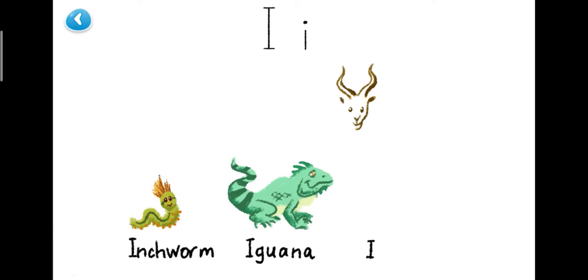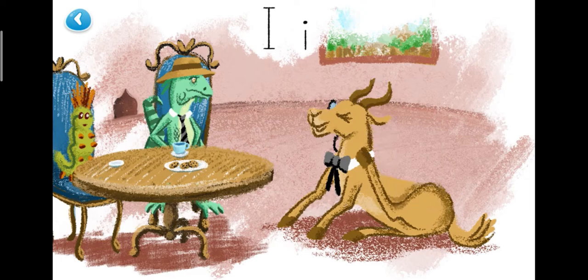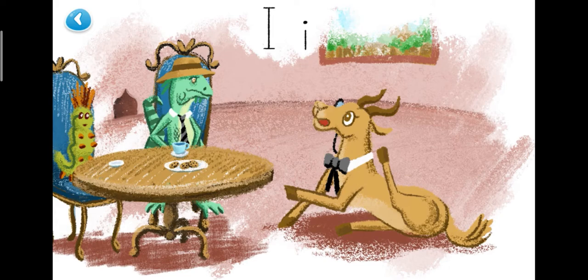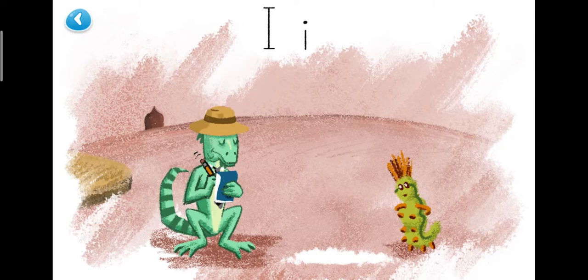One day, Ian the iguana and Isaac the inchworm saw someone itching and itching and itching. "Hey, Mr. Deer, are you okay?" Ian the iguana asked. "Actually, I'm not a deer. I'm an impala. And I think someone put itching powder down my back." Ian the iguana and Isaac the inchworm were on the case. They were investigating who put itching powder down Izzy the impala's back.